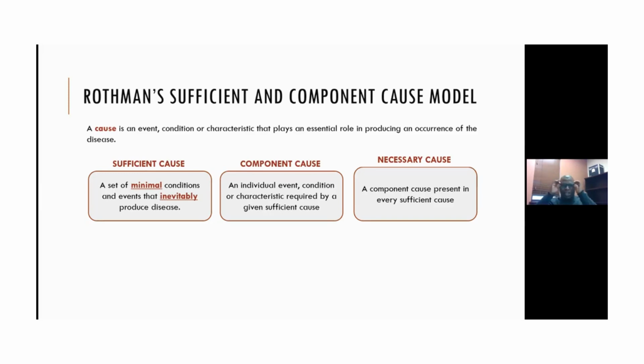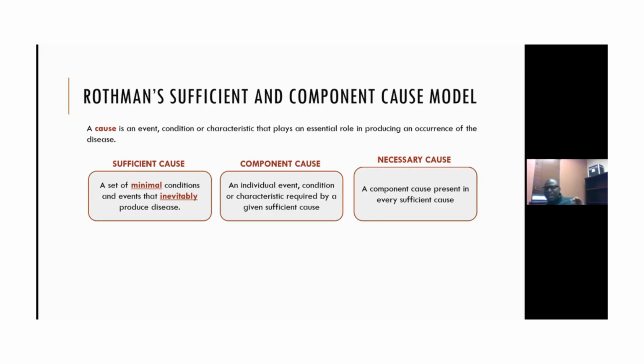Now, something can be a component cause. In fact, it can be a necessary cause. But when it is there, by itself, it does not always produce the outcome. And that's something like SARS-CoV-2. It is there, it has to be there, therefore it's the necessary cause. But there are times when it is there, it doesn't produce an outcome.